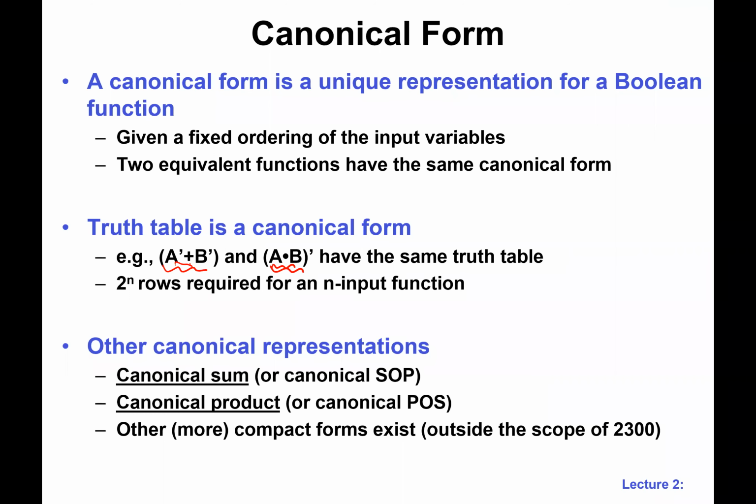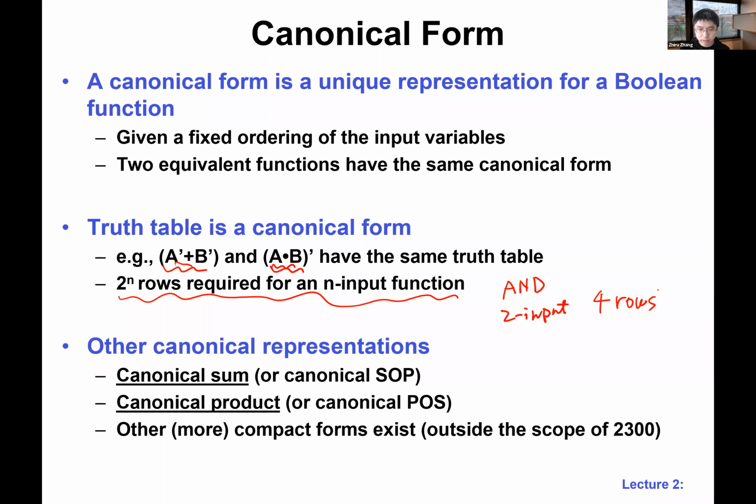What do you mean when you said that 2 to the n rows are required for an n-input function? Right. So you're asking about this one, right? Okay. So again, if you look at the AND gate, the 2-input AND gate, in the truth table we have 4 rows. Think about the truth table of the AND gate. 4 is 2 to the 2. For a 3-input function, we have 8 rows, 2 to the 3. In general, for any n-input function, we need an exponential number of rows.